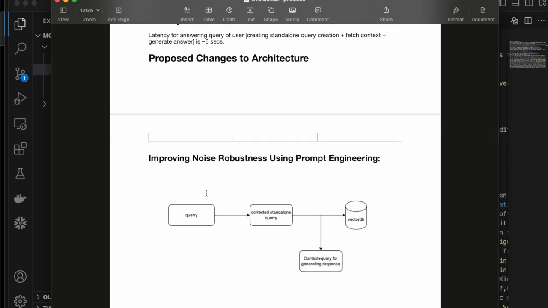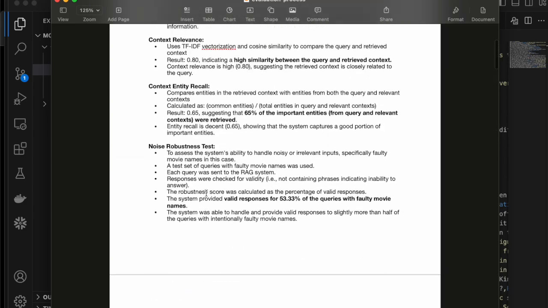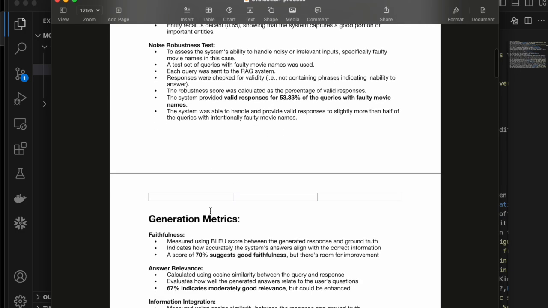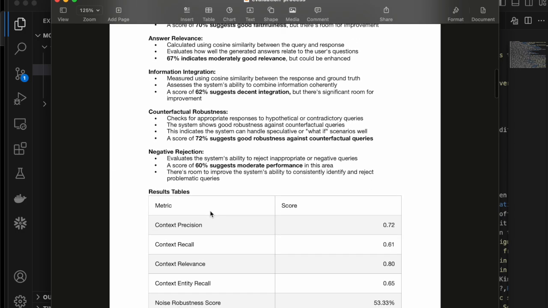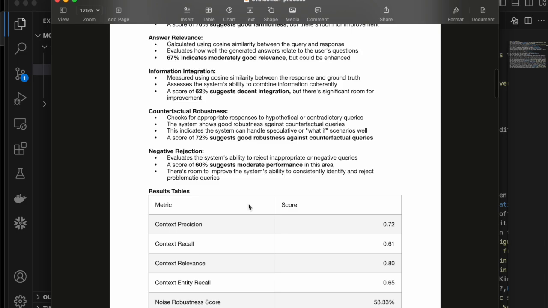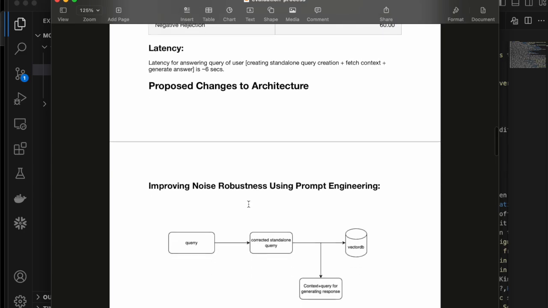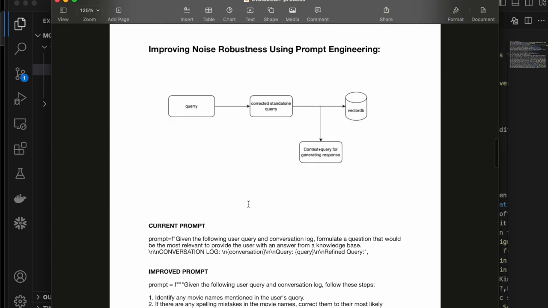And let's see how we can improve the couple of metrics where our RAG doesn't perform really well. One of them, I felt, is noise robustness, which is very low and can be easily improved with the help of prompt engineering, along with negative rejection, which is also significantly low. These two can be very easily improved with the prompt engineering that we have learned.